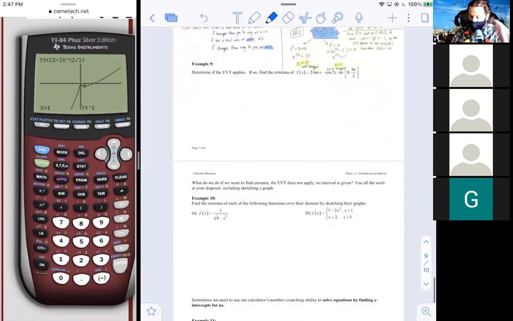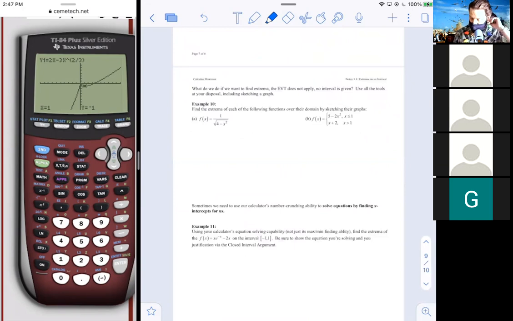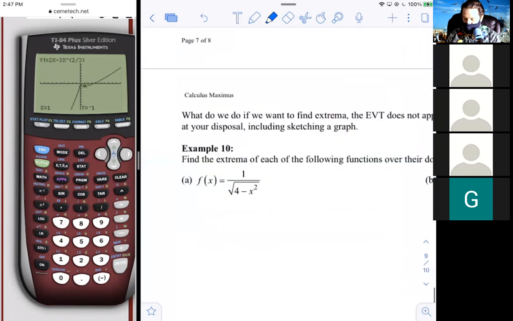If you want to do that one, you can. All right. So next thing we're going to do here is example 10. If the EVT doesn't apply, does that mean the function doesn't have any absolute max or mins? No. The EVT only gives us the sufficient conditions in which we're guaranteed to have it. Some of y'all look a little forlorn that we skipped the trig. Abby, do you want to do the trig? No? Okay. All right.